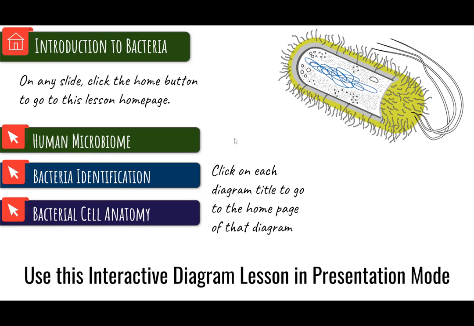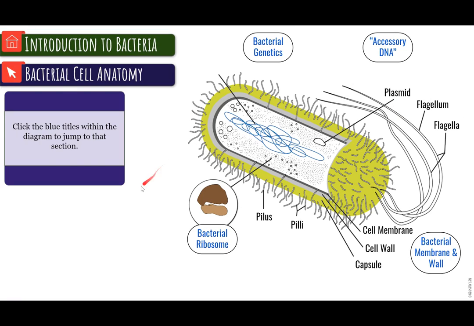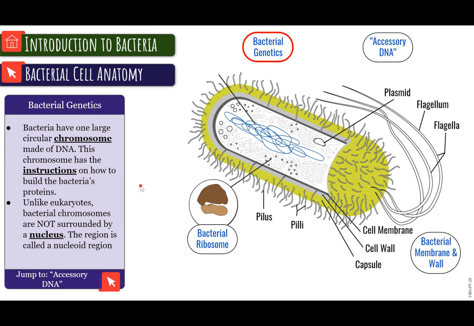So we're going to start with our bacterium. Bacterium have one large circular chromosome that contains its DNA. Remember, the DNA is the instructions on how to build proteins and all the material for the cell, or in this case, the bacteria. There is no nucleus in a bacteria. Remember, it is prokaryotic.